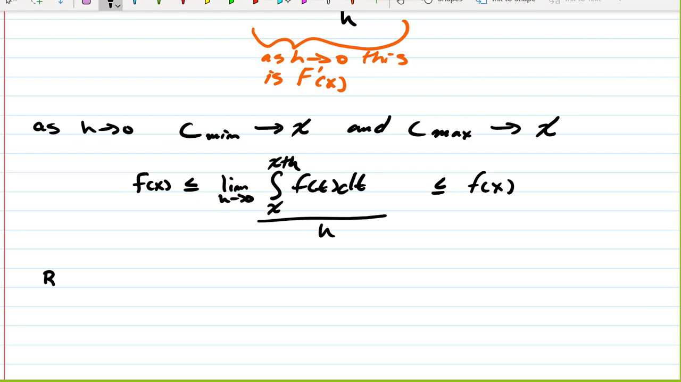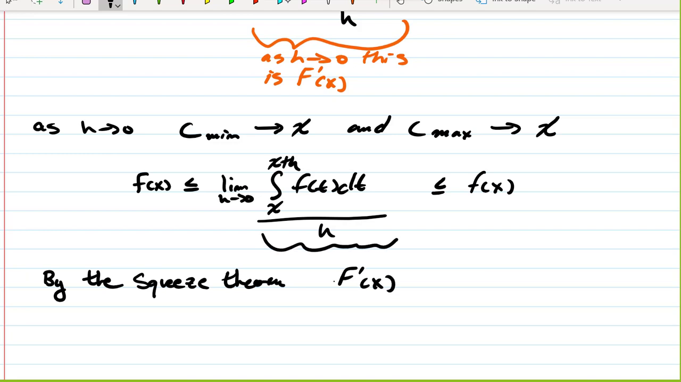So by the Squeeze theorem, f prime of x, which is this, has to equal f of x. Because it's less than or equal to f of x, but it's also greater than or equal to f of x. So this shows us then that the derivative of an integral is equal to the integrand evaluated at the upper limit of integration.